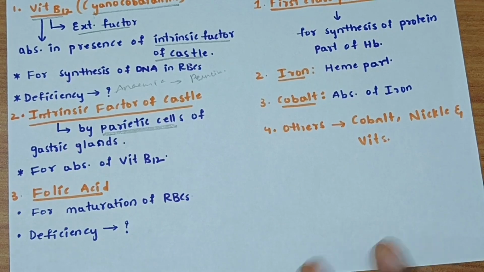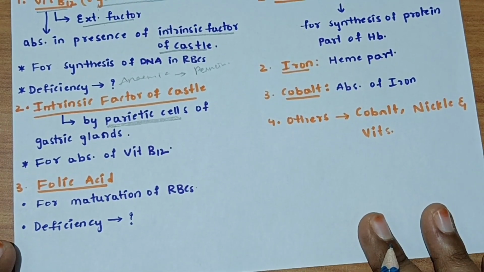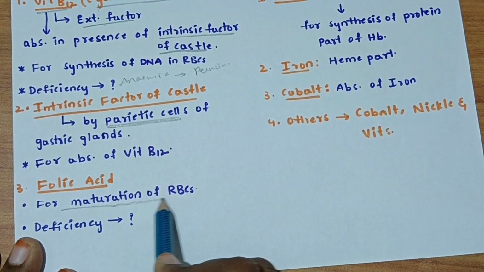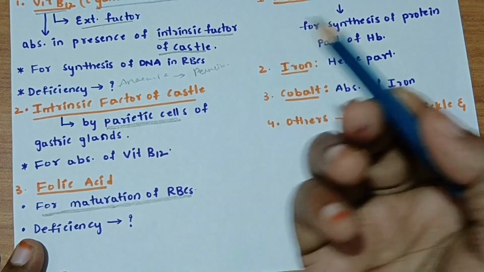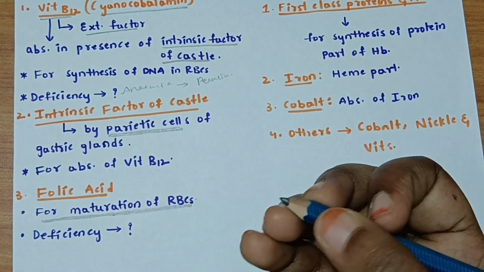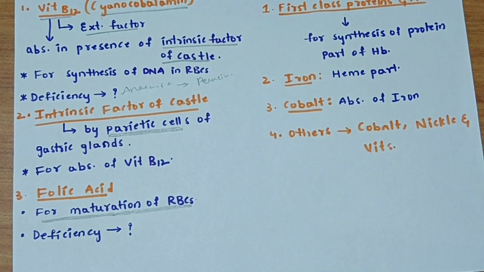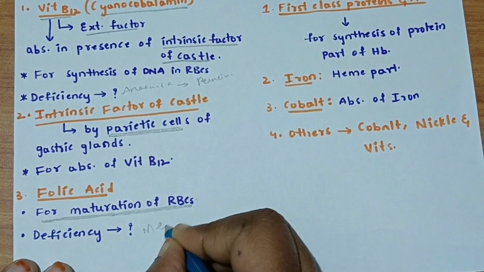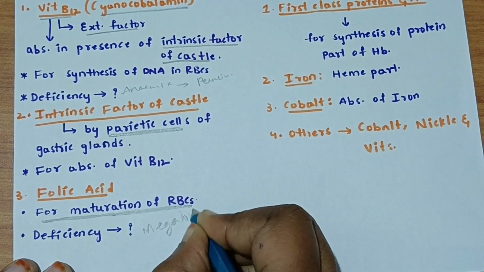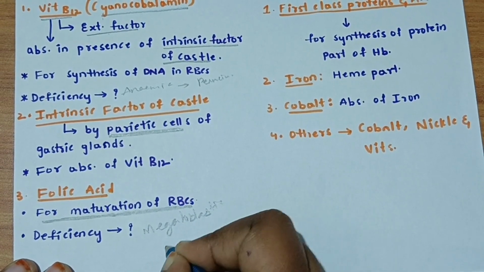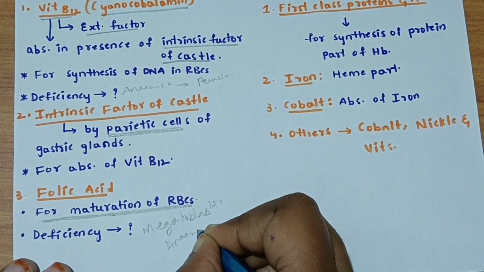So the next factor is folic acid. It is important for the maturation of RBC; its function is the same as vitamin B12, in that it is involved in the maturation of RBC. The deficiency of folic acid leads to megaloblastic anemia.